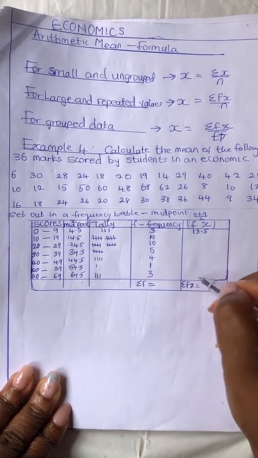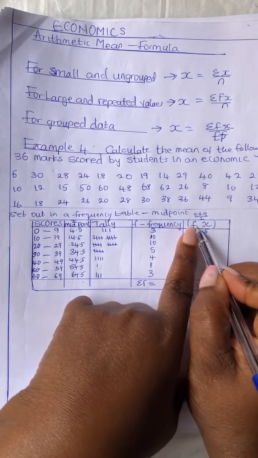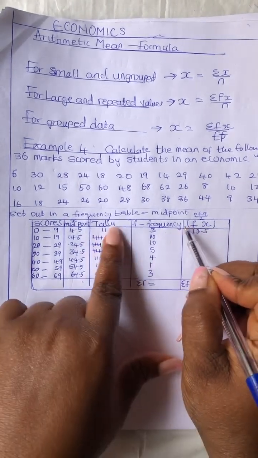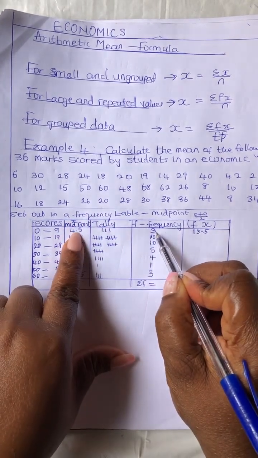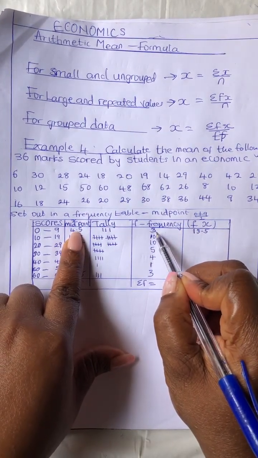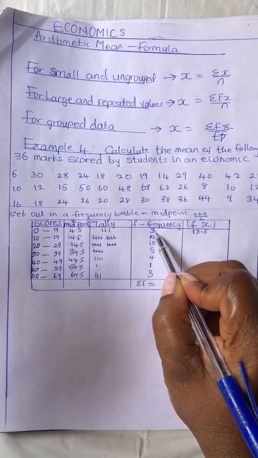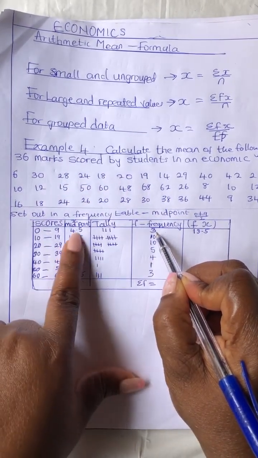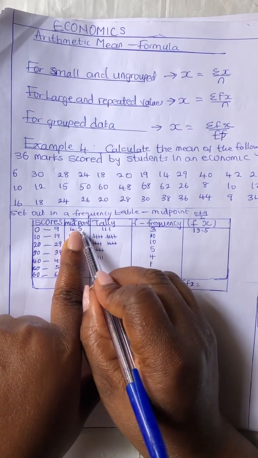Now to get your fx, you're simply going to multiply your f and your x. Your f is given as your frequency, 3, times your x, which is now your midpoint. If it's not a class interval, you just use the items, the numbers, straight. But since it's a class interval, we've turned it to the midpoint.